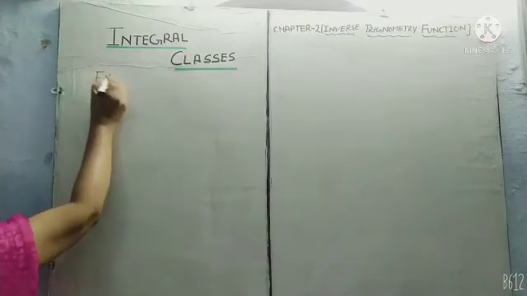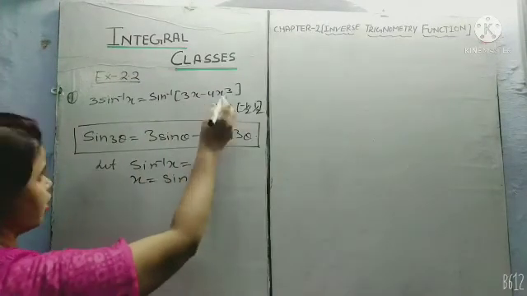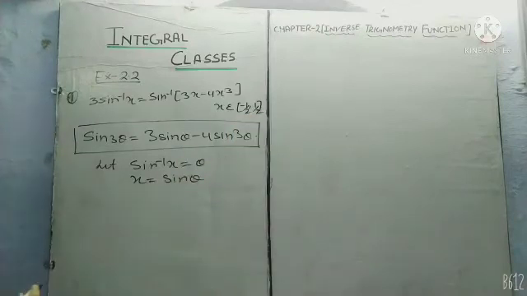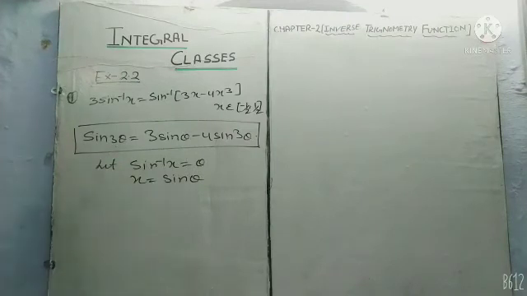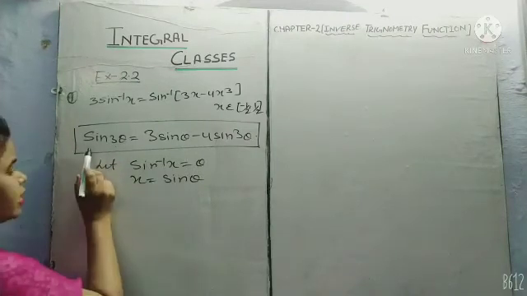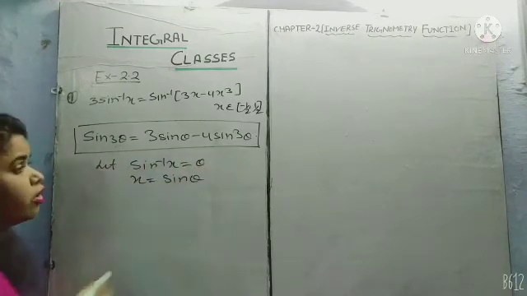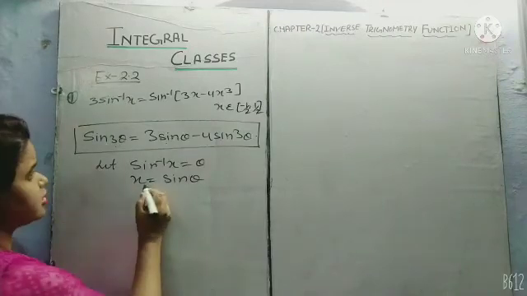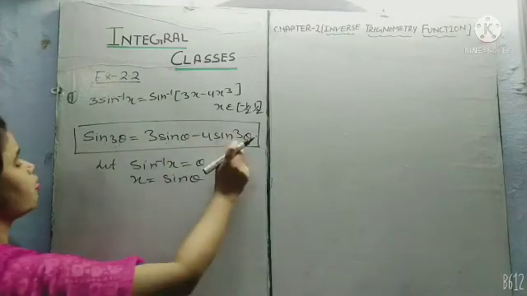Exercise 1. 3 sin inverse x is equal to sin inverse (3x minus 4x cube), where x belongs to minus 1 by 2 and 1 by 2. So student, we have used here the formula of sin 3 theta, which we have done in our 11th class. What is the formula of sin 3 theta? Sin 3 theta is equal to 3 sin theta minus 4 sin cube theta. So we will replace here x equals sin theta in this formula.